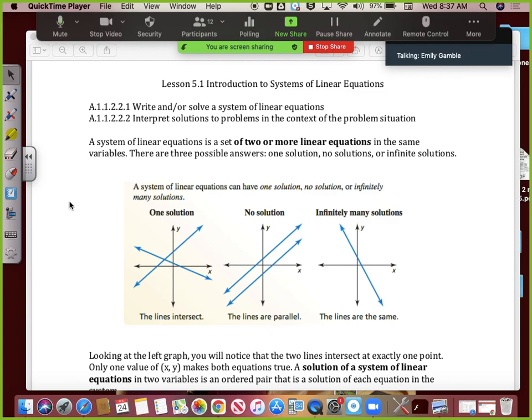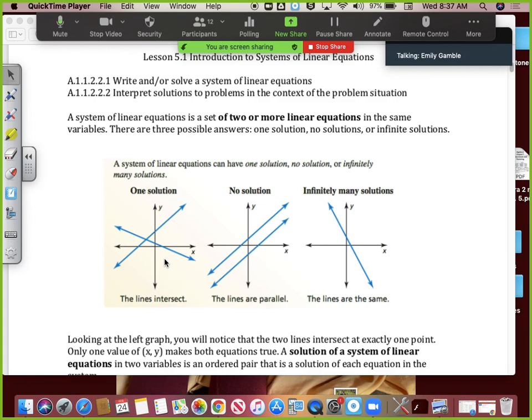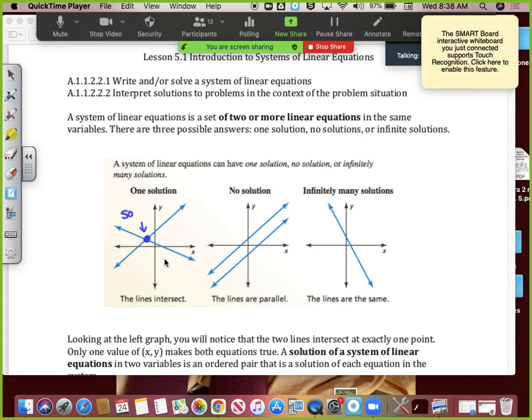And our goals here today are to write or solve them and to interpret the solutions. So a system of linear equations is two or more equations on the same graph. There are three possibilities that can happen if you have this situation. If you have two lines on the same graph, the two lines will intersect and they will have one solution. And that solution would be where the two lines intersect here. This would be considered the solution.